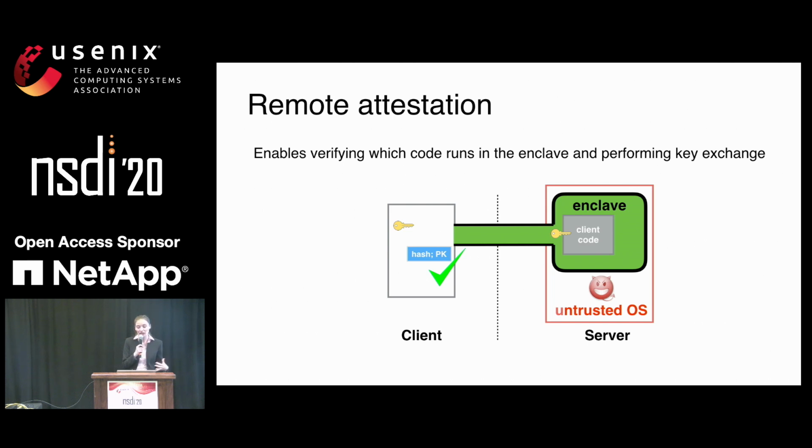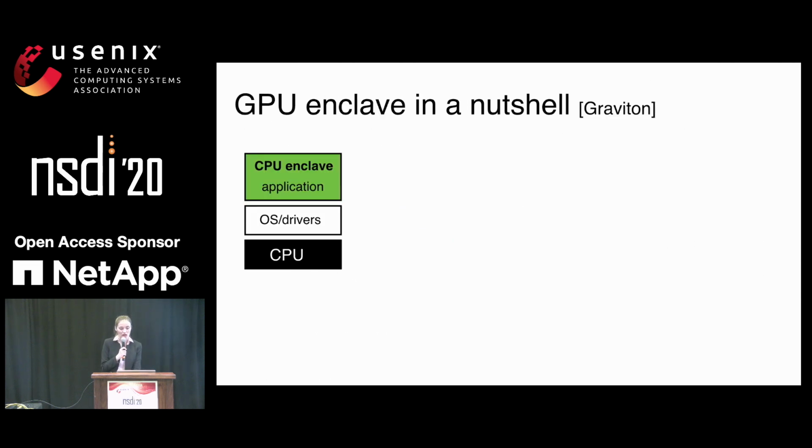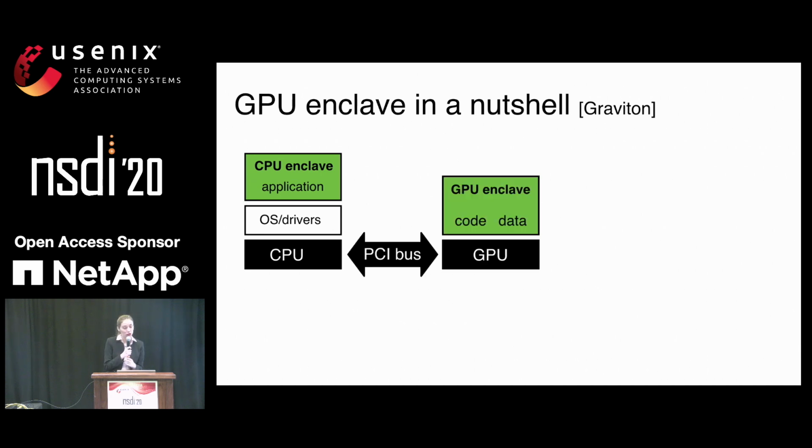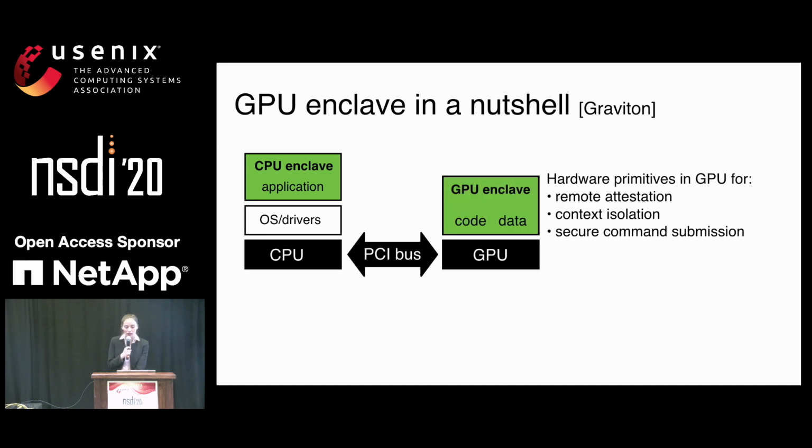Once you have a symmetric key, you are able to send encrypted code or data from the client to the server, and then keep interacting with this enclave in a secure way. So GPU enclaves, for example, the Graviton work, essentially extend the CPU enclave to the GPU. They provide hardware primitives in the GPU for remote attestation, similar to the CPU, and the remote attestation can be used to establish a secure channel between the CPU enclave and the GPU enclave.